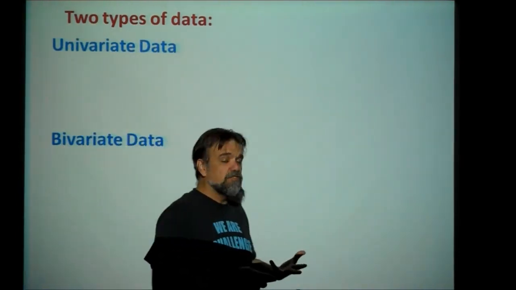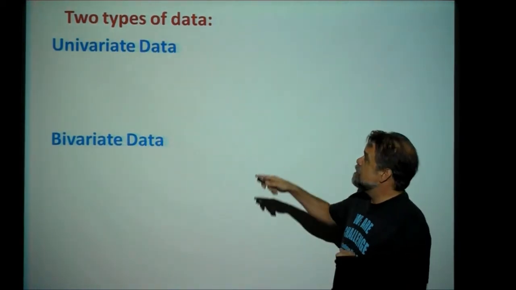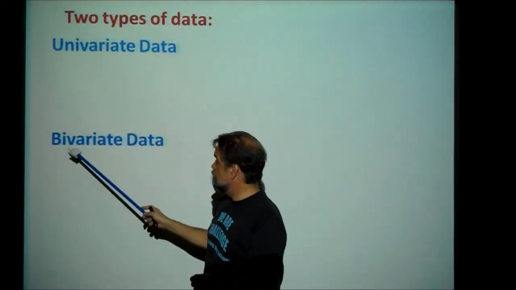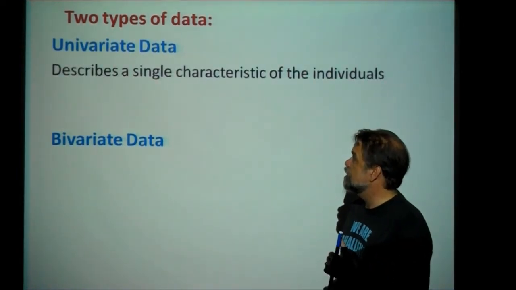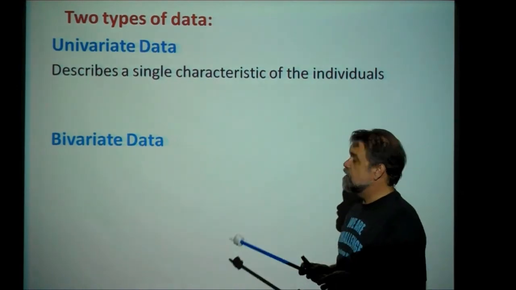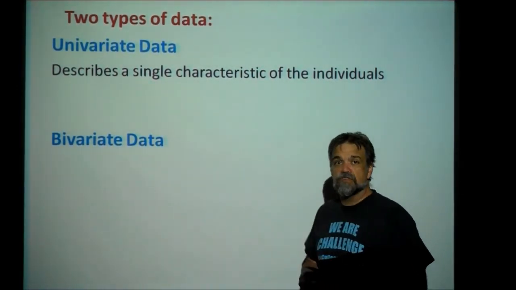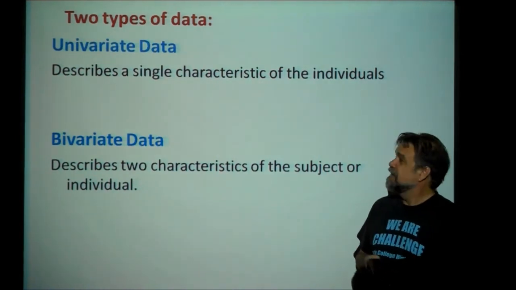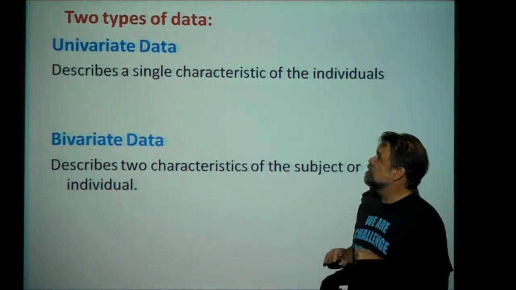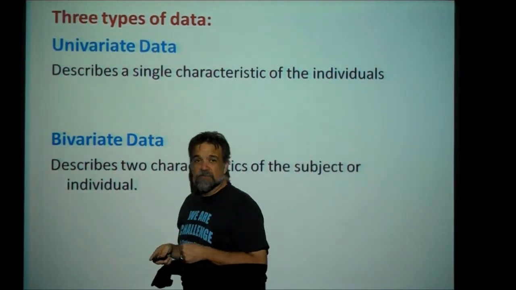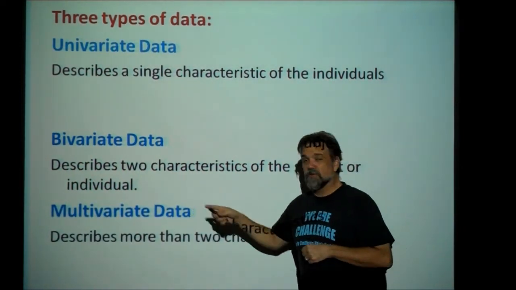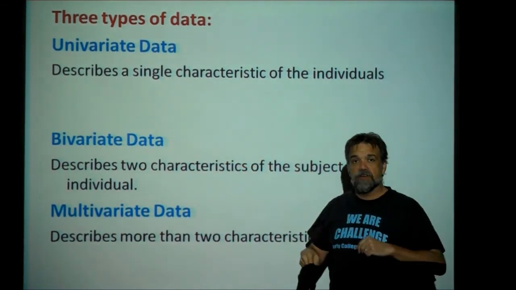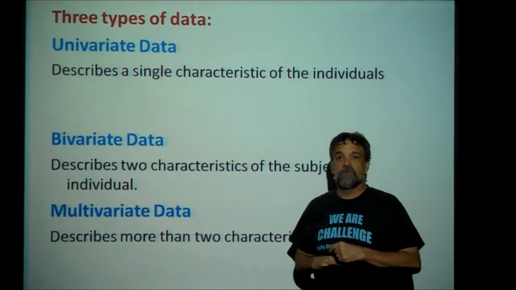Now, you can also look at two types of data in another way, and that is by saying there's univariate data and bivariate data, okay? Uni, one. Bi, two. I think you know what this is going to mean. So univariate data describes a single characteristic of the individuals or the subjects that we're looking at, and bivariate data describes two characteristics of the subject or individual. And actually, if you want to get technical, there's not two types of data, but three types of data, and the third one would be multivariate data, where you have more than two characteristics. In this class, we're going to be looking at univariate data and bivariate data. In your next statistics class, you're going to be looking at multivariate data.